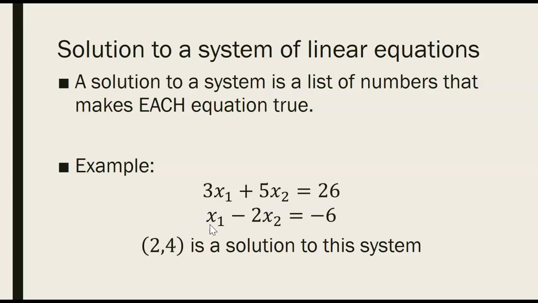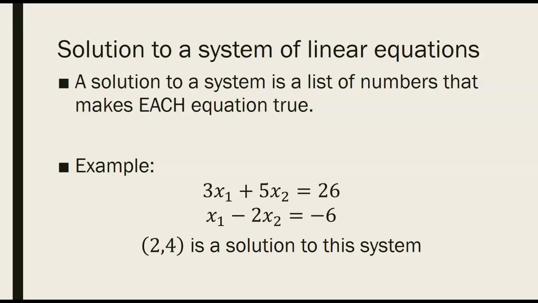And then 2 minus 2 times 4 is going to make the second equation true as well. So when I plug in this ordered pair for x1 and x2, it makes the first equation true, makes the second equation true. So (2, 4) is a solution to that system. Okay? So it has to make every equation true in order to be a solution.